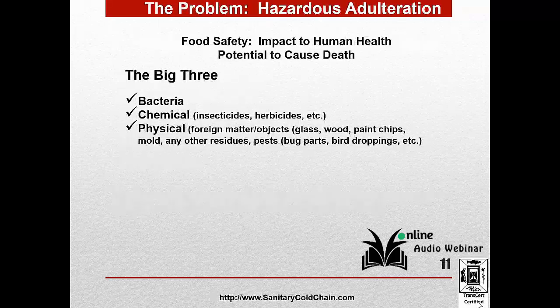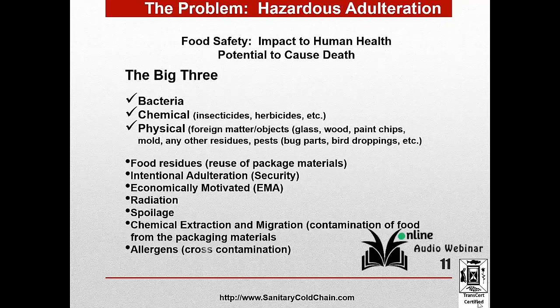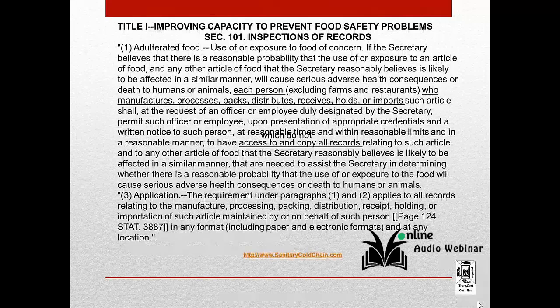Okay, so what are you looking for in terms of food hazards? There are three kinds here: bacteria, chemical hazards, that's insecticides and herbicides, and physical hazards: glass, wood, paint chips, mold, etc. And then we have other things like allergens. All right, so Title I, improving capacity to prevent food safety problems, another law.